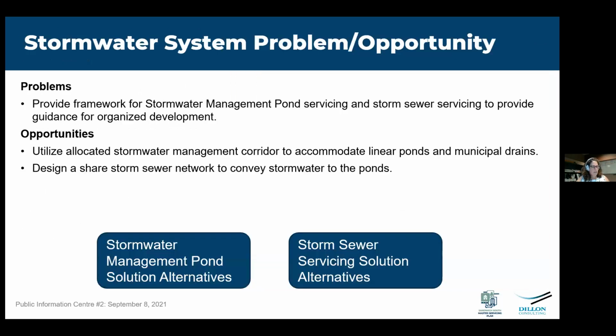So as part of the study, the need to provide a framework for stormwater servicing was identified. A comprehensive framework will provide guidance to developers to ensure that development occurs in an orderly fashion. And there's opportunity to utilize the stormwater management corridors to accommodate linear ponds and municipal drain improvements, as well as utilizing storm sewers and a storm sewer network. So options for both stormwater management ponds and storm servicing methods were evaluated, and we'll talk about that next.